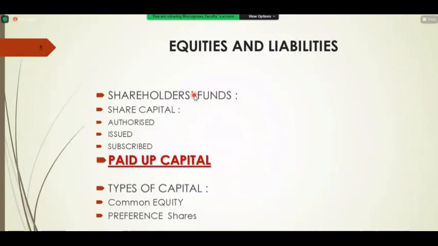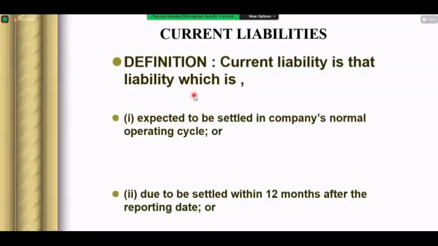So equities, you know, these are the types of equity. And current liabilities mean any liability payable within the cycle of 12 months.